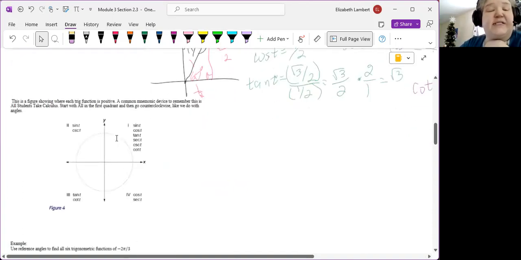Now, I did talk about this in section 2.2, but here it is again. This is just the short list of who's positive where. So everybody's positive in the first quadrant. Sine is positive in the second quadrant. Tangent is positive in the third quadrant, and cosine is positive in the fourth quadrant. So when we say these things are positive, it means the other ones are negative.